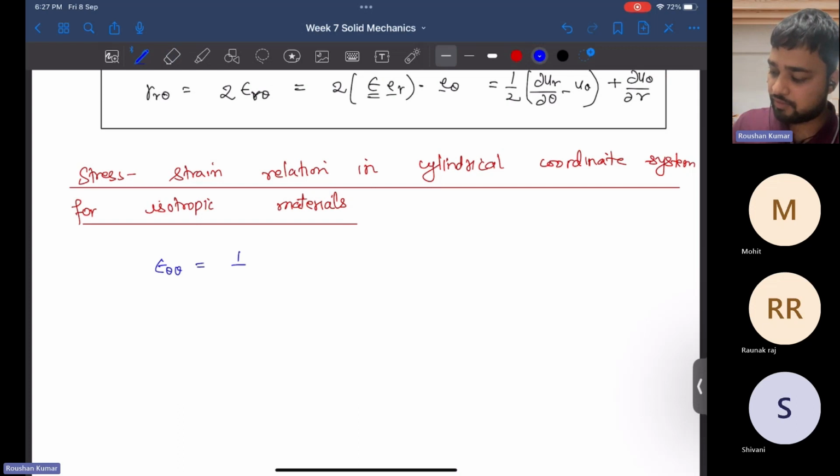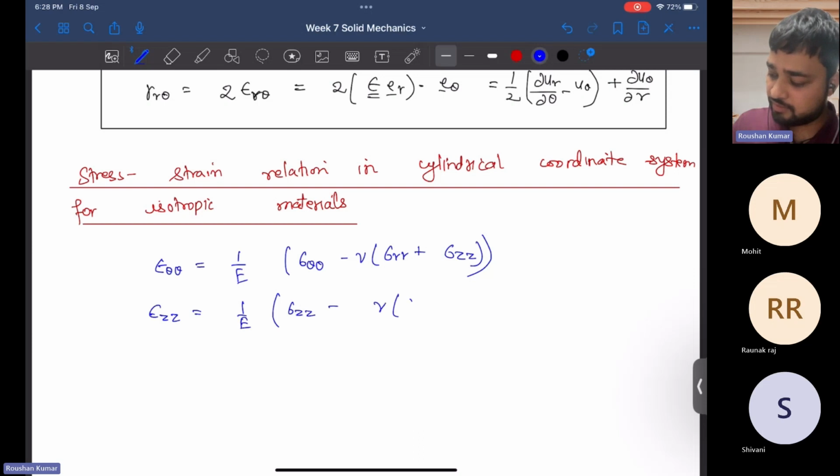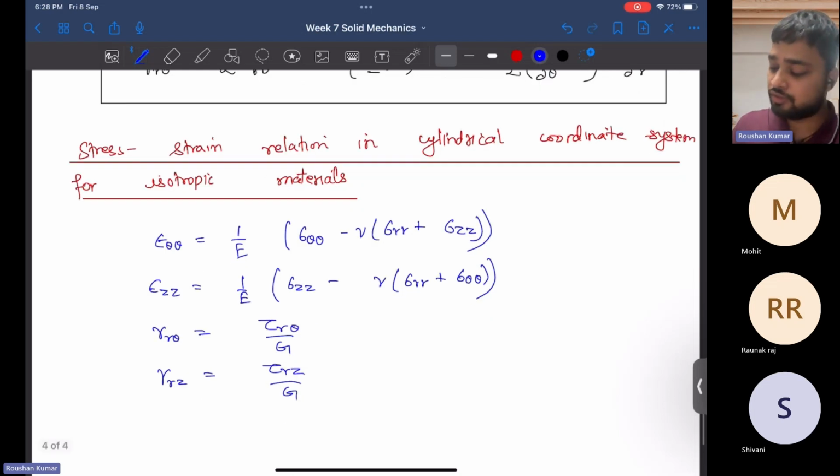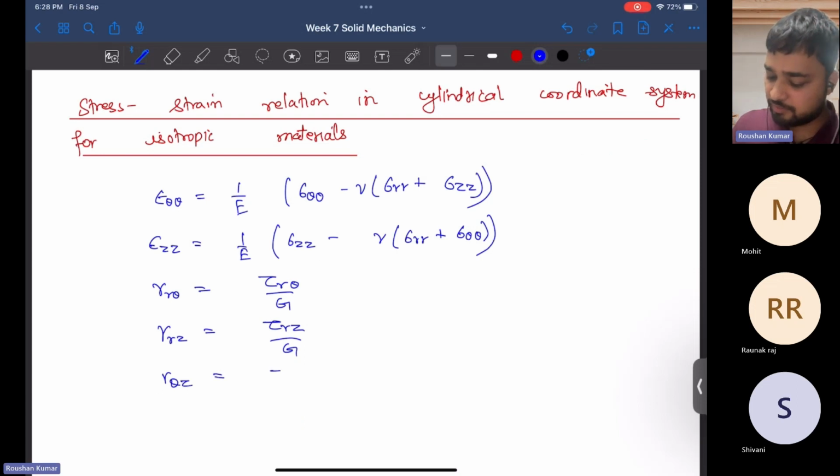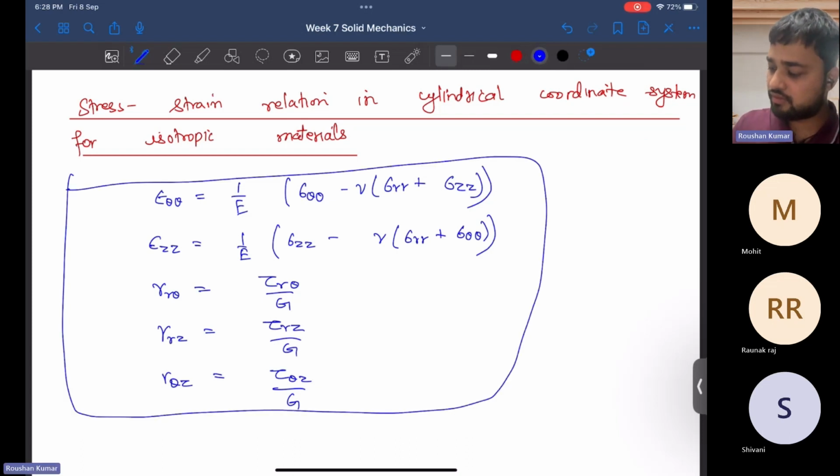Epsilon theta theta is given by 1 over E times sigma theta theta minus nu times sigma rr plus sigma zz. Similarly, epsilon zz equals 1 by E times sigma zz minus nu times sigma rr plus sigma theta theta. The next one is gamma r theta, which is given by tau r theta upon G, and gamma rz, which is analogous to the expression we derived in the Cartesian coordinate system. Next is gamma theta z, which is given by tau theta z upon G. So this is the stress strain relationship in the cylindrical coordinate system.